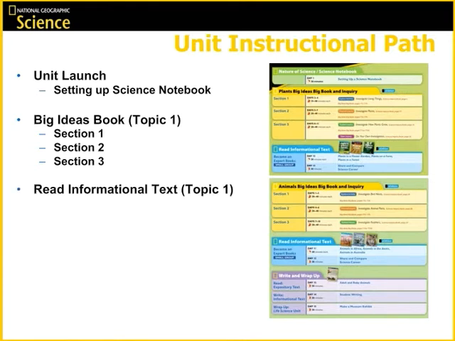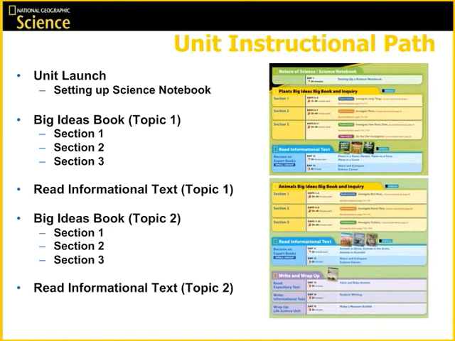Once you complete all sections for topic 1, students read the informational text for topic 1. The cycle then repeats itself for topic 2. The unit ends with a write and wrap-up instruction which covers the content of both topics combined. Now let's dive in and see what this instruction really looks like.